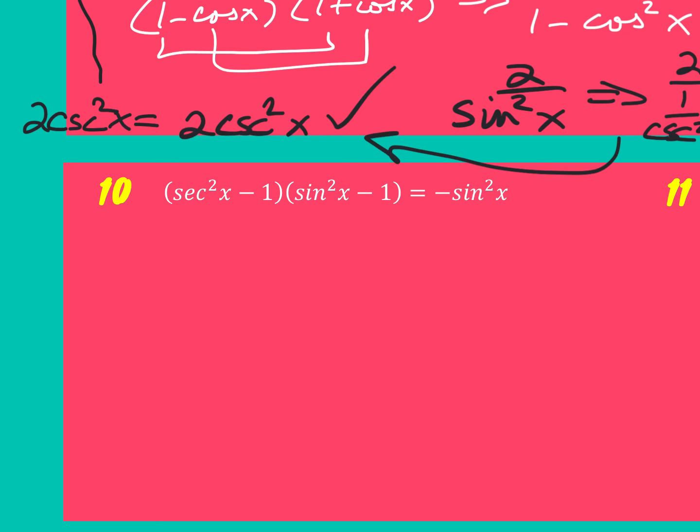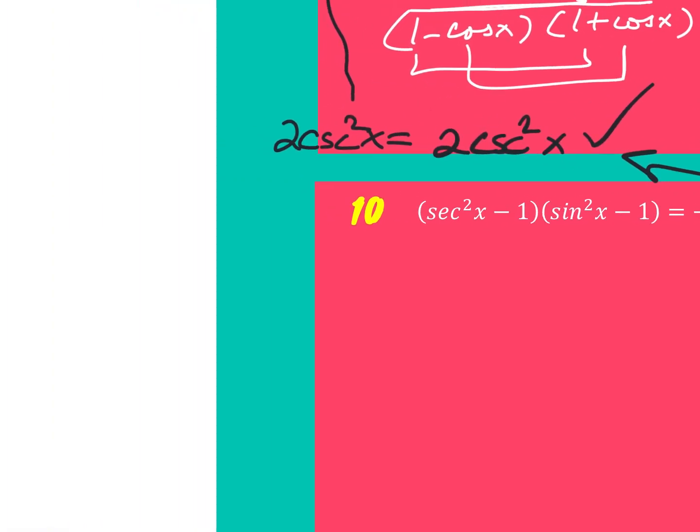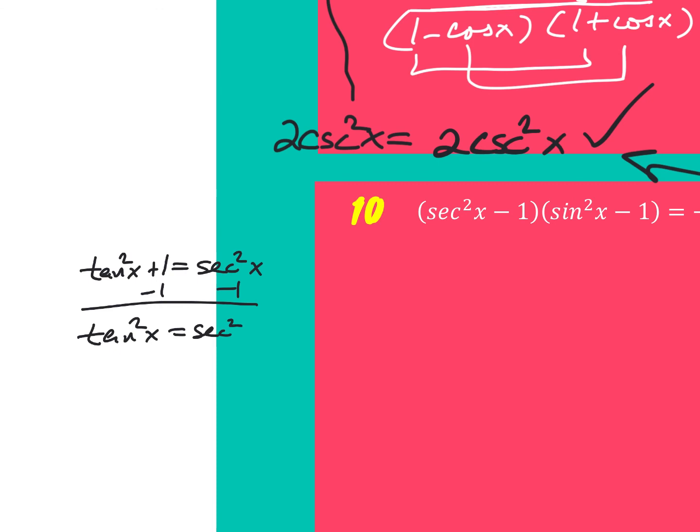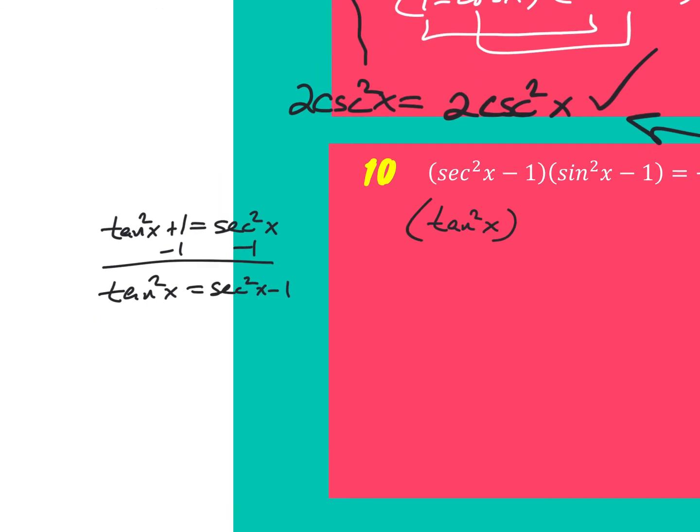I'm going to do the same thing. Both of these factors are Pythagorean identities. So for the first one, this identity, again, is tangent squared x plus 1 equals secant squared x. So I'm going to move this over, and replace this with tangent squared x. And then the same thing on the next one. I'm using this identity again.